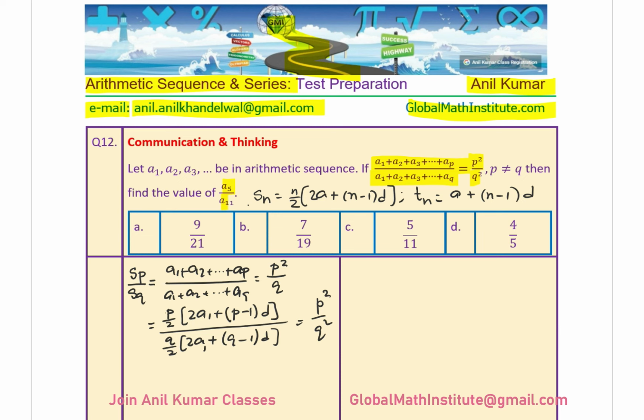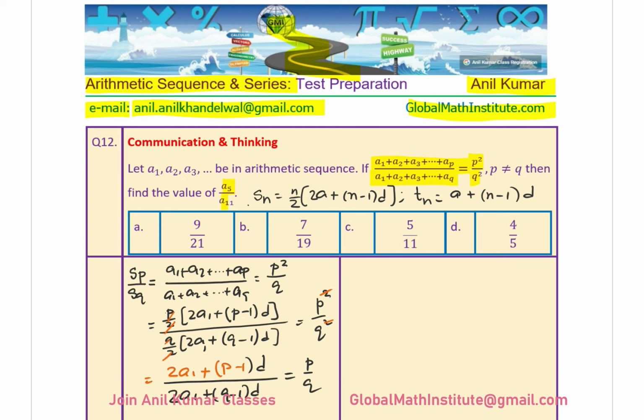Let's simplify, cancelling the denominators too, and p's and q's with the p's and q's on the right-hand side. We get an equation: (2a1 plus (p minus 1) times d) over (2a1 plus (q minus 1) times d) equals p over q. Makes sense, right? So that is what we get as our quotient.